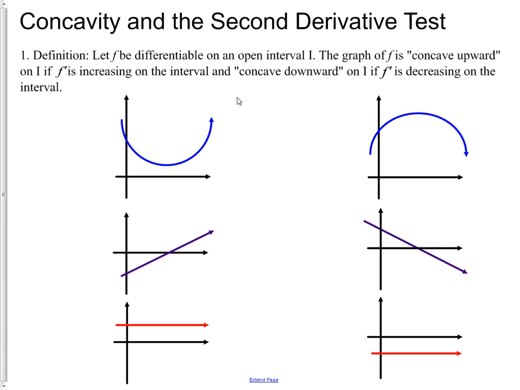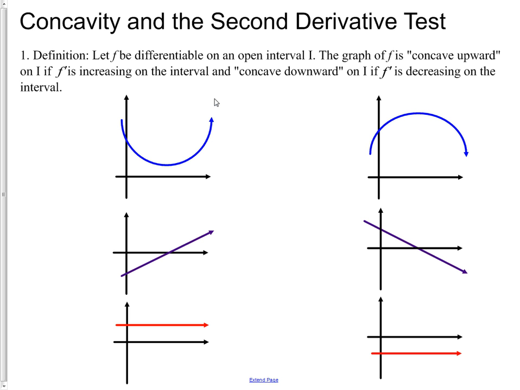So we're going to discuss the ideas of concavity and the second derivative test in this section. And the best thing that we could do is to start off with a definition of concavity. And here's what they tell us in the book. They say let f be some differentiable function on an open interval I.